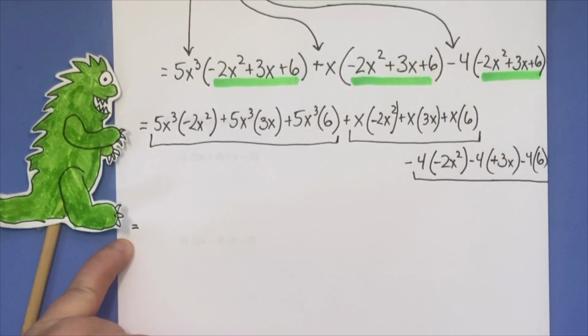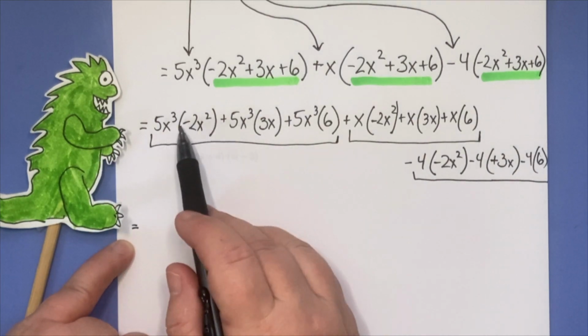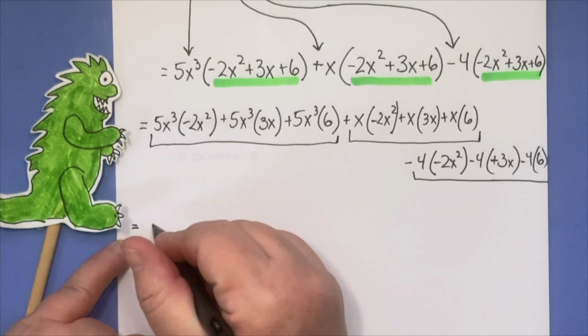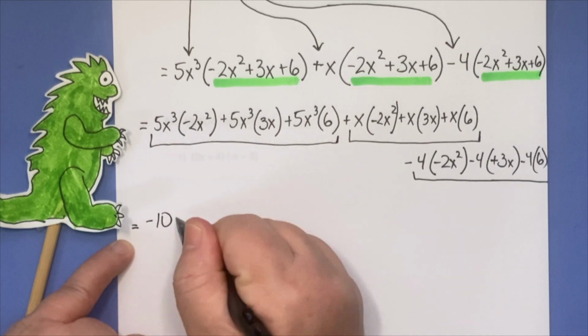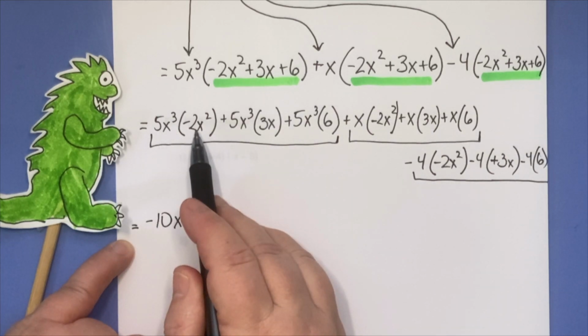Okay, now I'm going to start combining. And the way I'm going to do it, let's see, how should I do this? Let's try doing this all at once. So what does that mean? 5x cubed times negative 2x squared. The 5 times the negative 2 gives me negative 10, and I end up with 5 x's. So that's that first one.